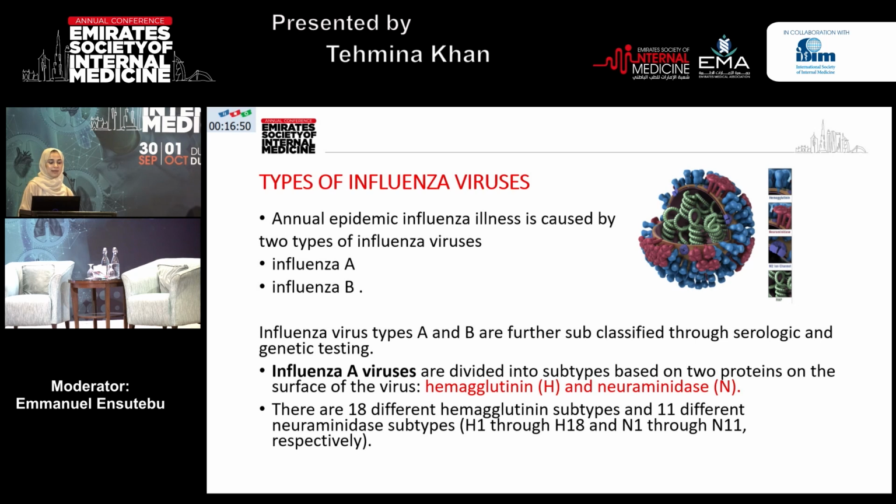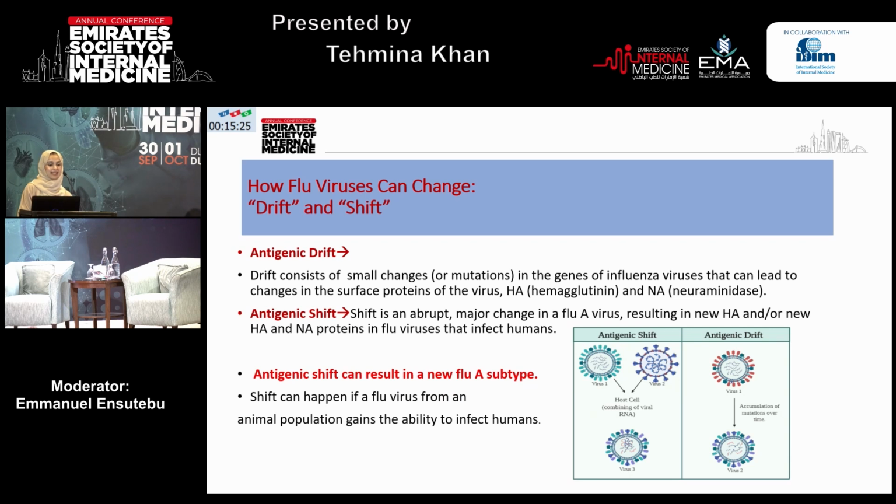The antigenic drift basically consists of small mutations in the genes of the influenza virus that can lead to changes in the surface proteins of the virus that I mentioned, the hemagglutinin and the neuraminidase. And antigenic shift is an abrupt or major change in the flu A virus, which results in completely new hemagglutinin and/or neuraminidase proteins in the flu viruses that infect humans. The antigenic shift can result in a completely new flu A subtype. And the shift can happen if a flu virus from an animal population gains the ability to infect humans.